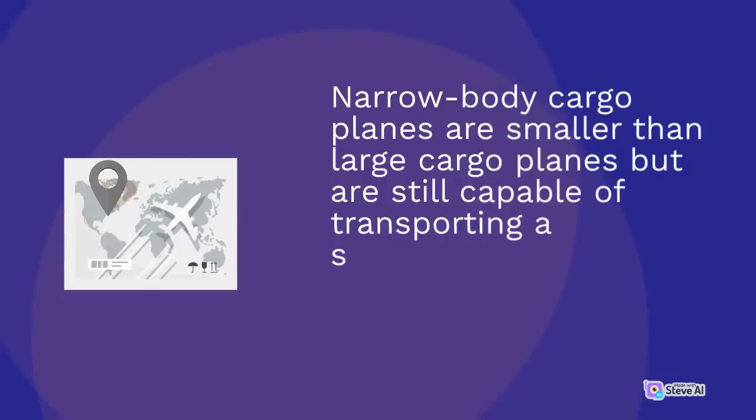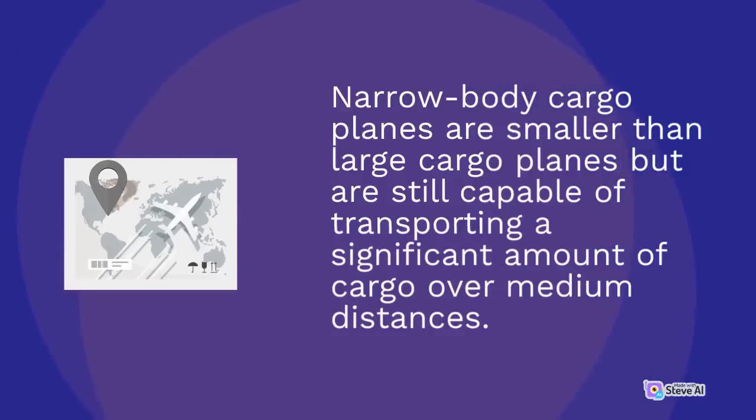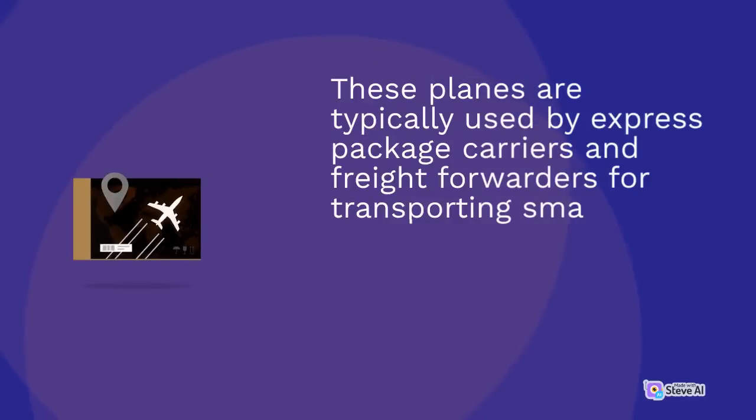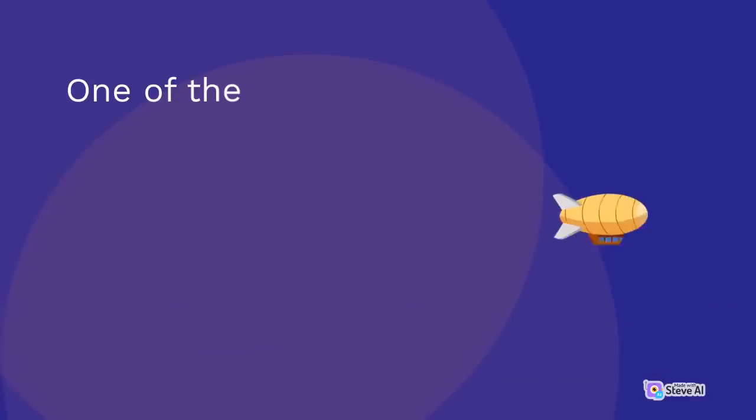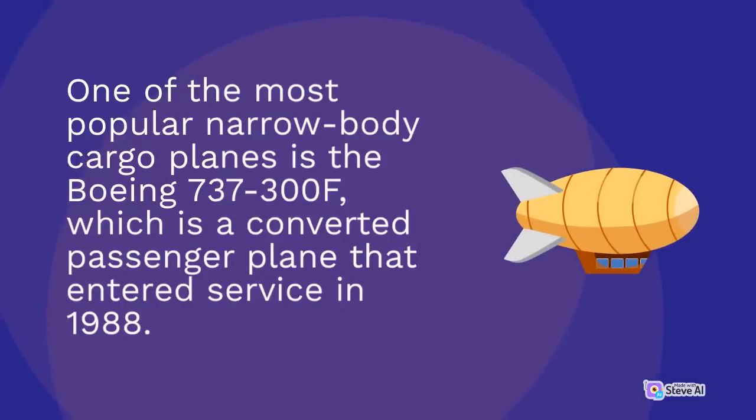Narrow-body cargo planes are smaller than large cargo planes but are still capable of transporting a significant amount of cargo over medium distances. These planes are typically used by express package carriers and freight forwarders for transporting smaller cargo such as electronics, pharmaceuticals, and consumer goods. One of the most popular narrow-body cargo planes is the Boeing 737-300F, which is a converted passenger plane that entered service in 1988.